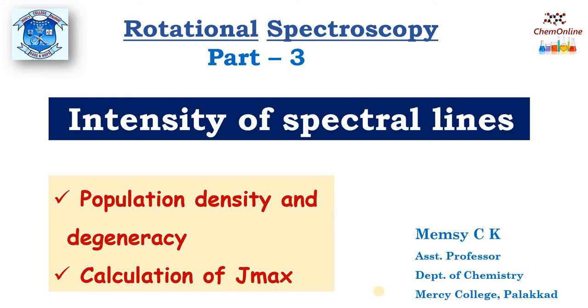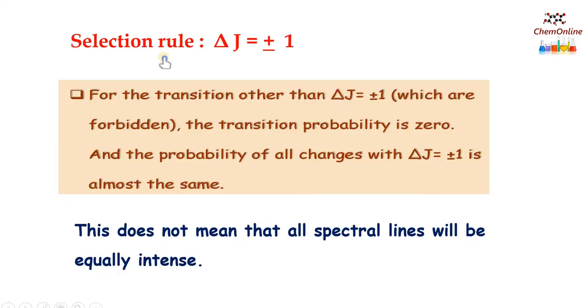Dear students, in this class, we will see about the factors affecting the intensity of rotational spectral lines. We have seen that the selection rule for rotational transitions is given by delta J equals plus or minus 1, where delta J is the change in the rotational quantum number. For the transitions other than delta J equals plus or minus 1, which are forbidden, the transition probability is 0.